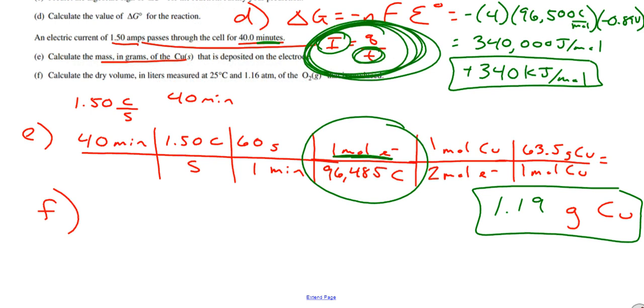Finally, calculate the dry volume in liters measured at 25 degrees, 1.16 atm of the O2 that is produced. Okay, so this is what I want. I want the volume of the O2 produced. There is a trick to this. I don't know how much O2 I have yet. Think about what you have. Think about how you can get to it. Think about what you don't have. What are you missing in this problem right now to fulfill this? Okay, that might be a clue.